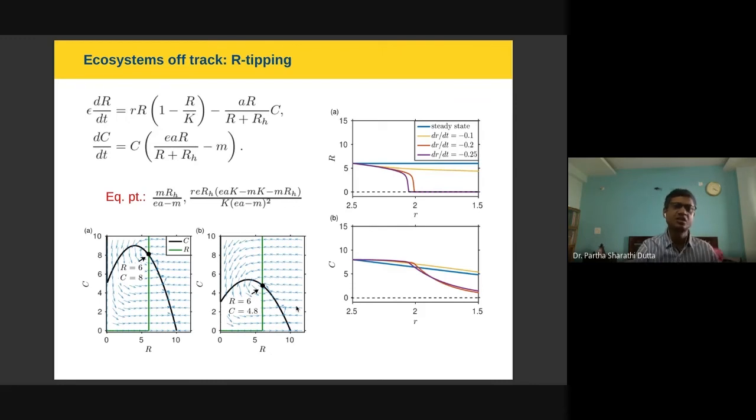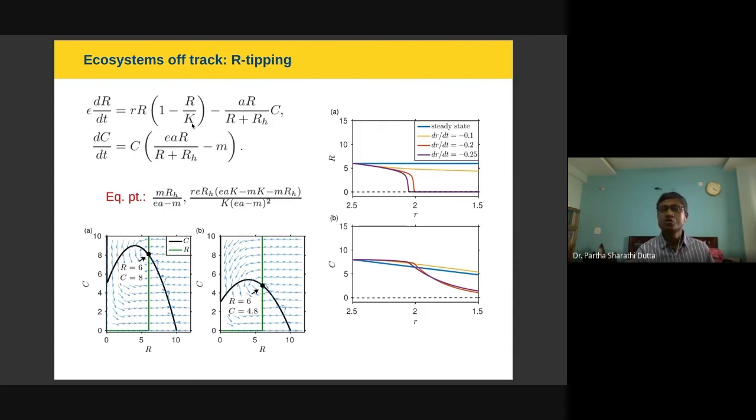I can explain a very nice example. This is an example of a consumer resource system which has a time scale separation. The resource has a much faster time scale and the consumer has a slower time scale. If I calculate the non-trivial equilibrium point of the system, I get the resource density, which is MRH by EA minus M, and this is the consumer density. The point to be noted is that the resource density does not include two parameters. What are those two parameters? It does not include R and the parameter K.